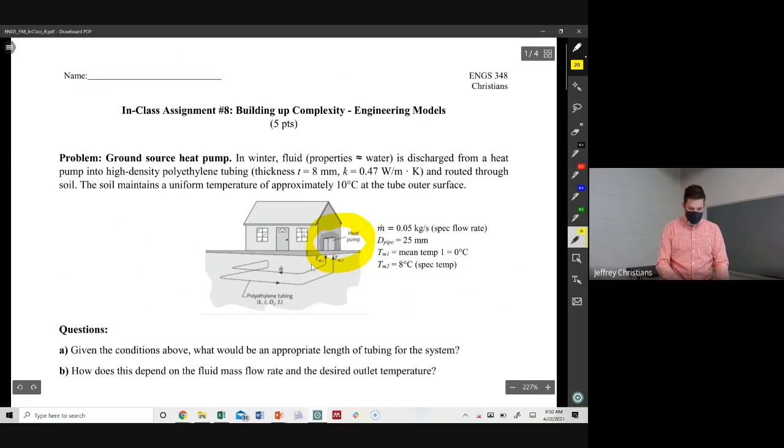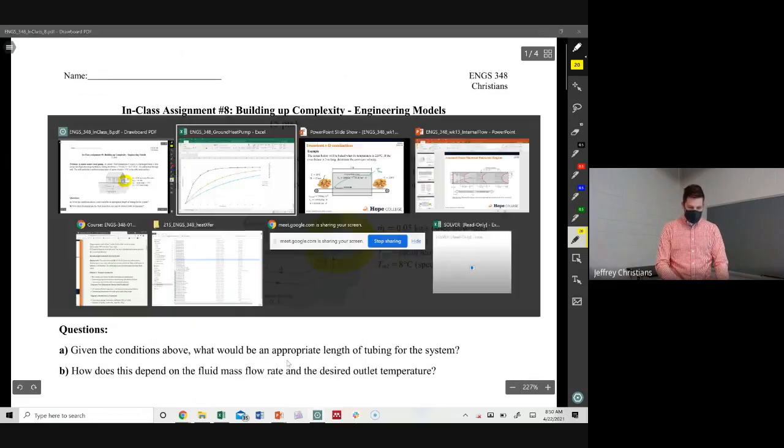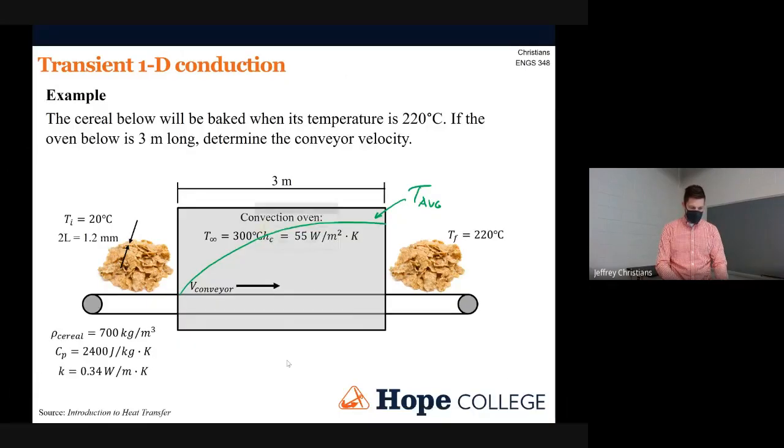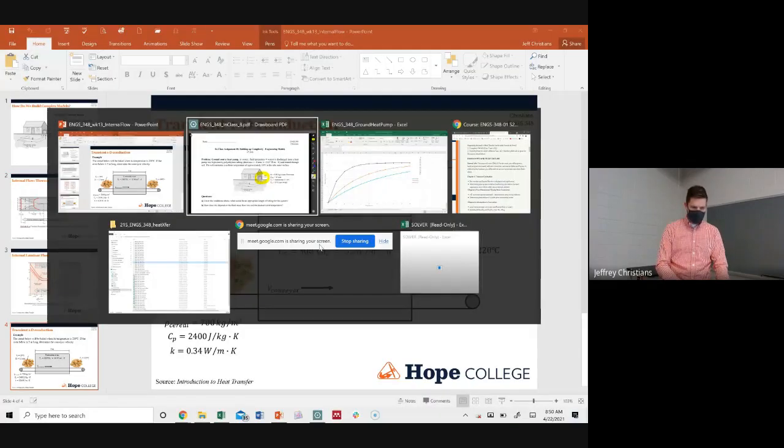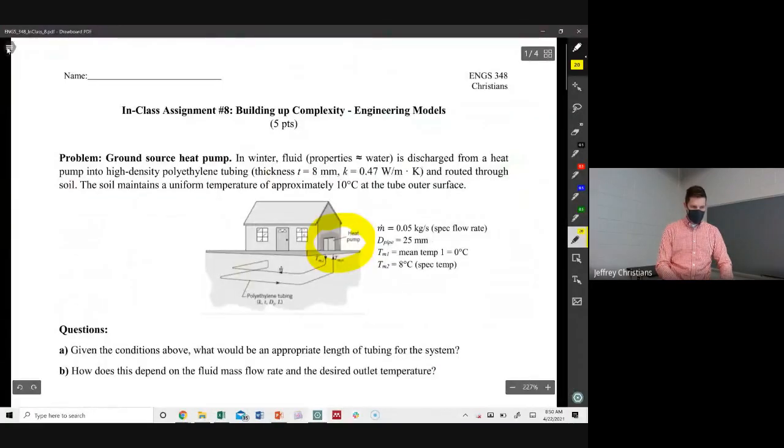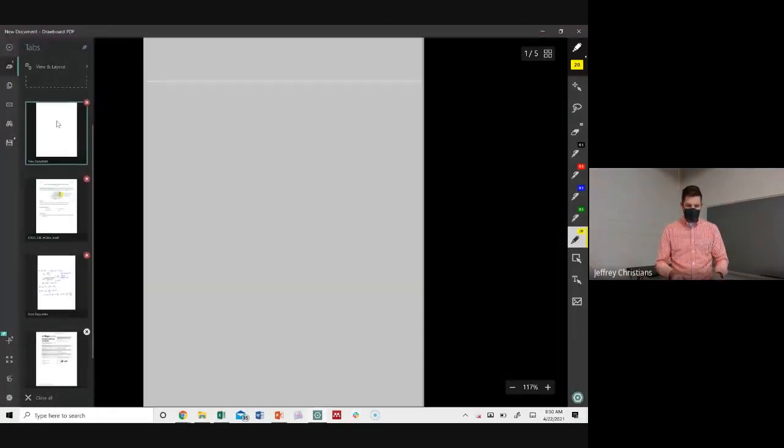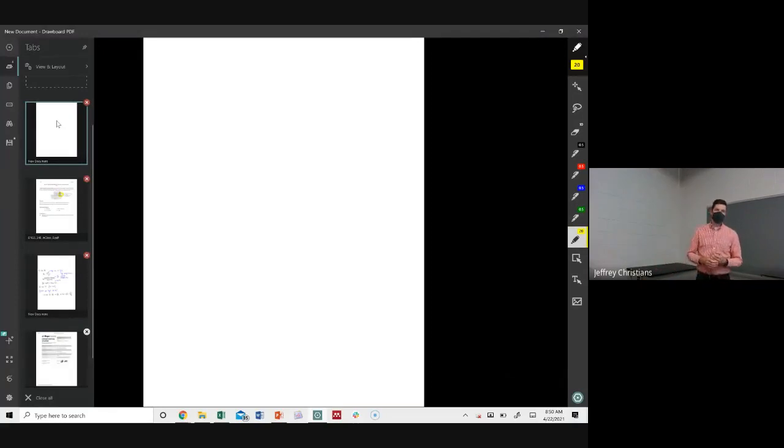Okay. So the last form of convection that we haven't talked about yet, and we will just talk about quite briefly, is free convection.